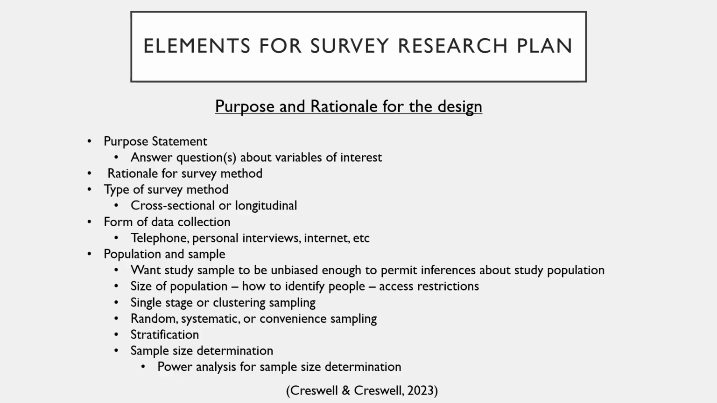And then you also want to discuss if it's random, systematic, or convenient sampling. So random sampling is ideal when each individual in the population has the same probability of being selected. Sometimes this is impossible, which is why you would need to go to systematic or convenient sampling.